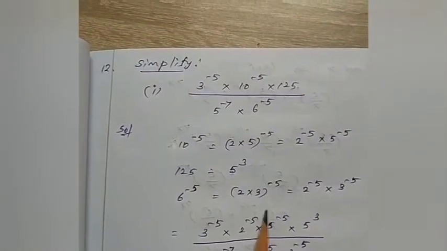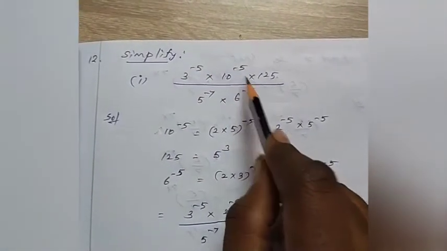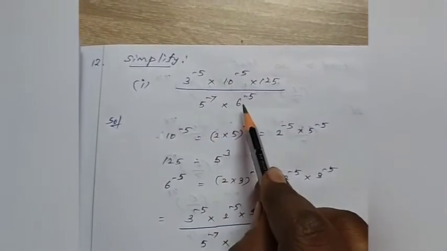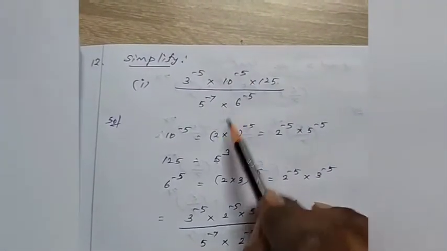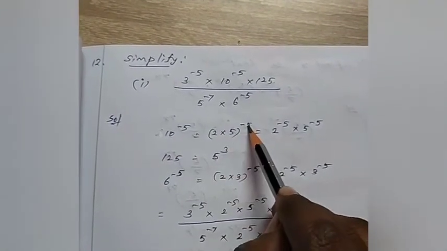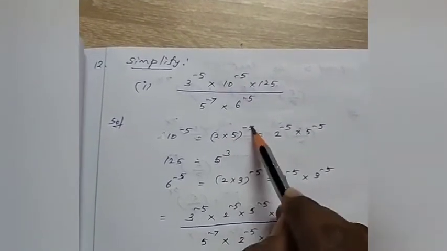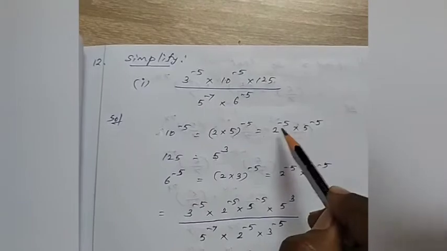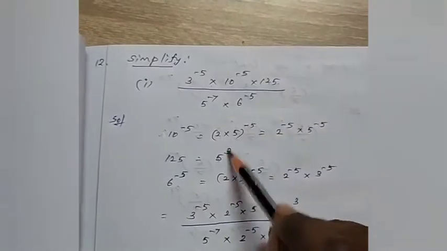So the next question is simplify. The first one is (3 power minus 5 into 5 power minus 5 into 125) whole divided by (5 power minus 7 into 6 power minus 5). So here, 10 power minus 5: we write 2 into 5, since 2 5s are 10. So 10 power minus 5 we write (2 into 5) the whole power minus 5. This is of the form (a into b) the whole power m, so a power m into b power m. So 2 power minus 5 into 5 power minus 5. Here the 125 we write 5 power 3.